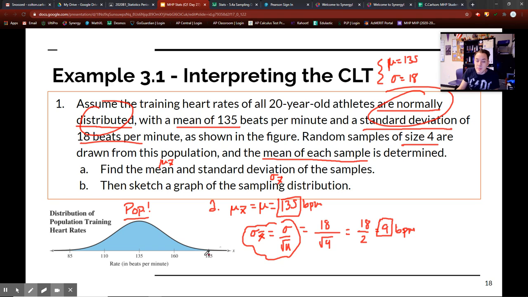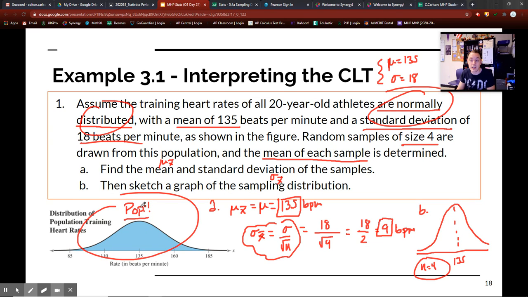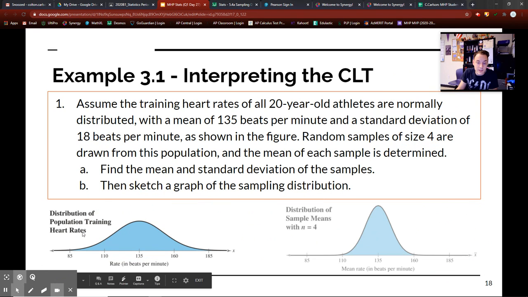Okay, B does want you to sketch it, but the sketch is really easy, guys, because all it really is, just make sure you sketch it, and then this is just 135. That's really all it is, with n equals 4. It's going to look almost exactly like this, your population normally distributed chart. Okay, awesome. Let's erase this. Let's go to our very, very last example. See, it's the exact same thing.